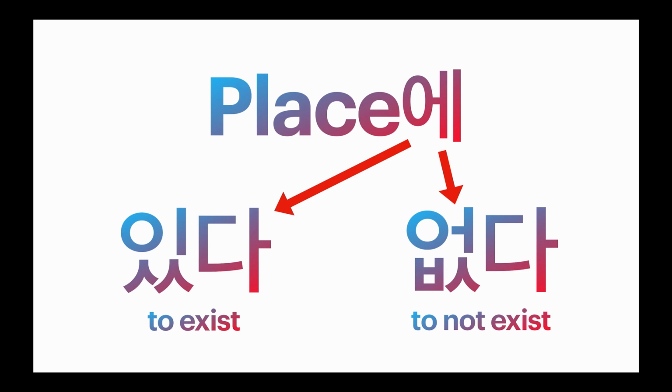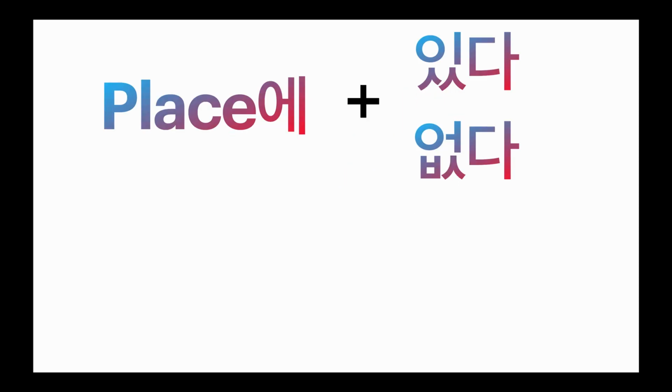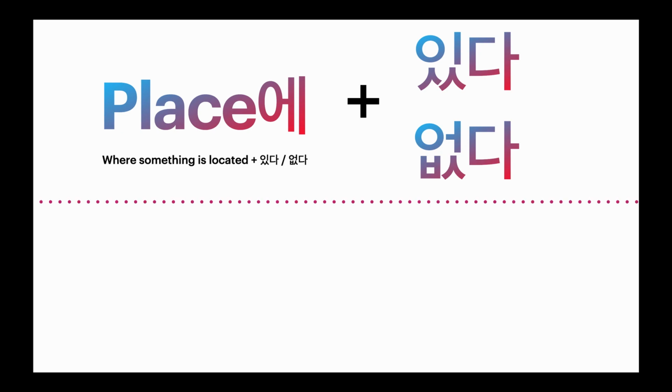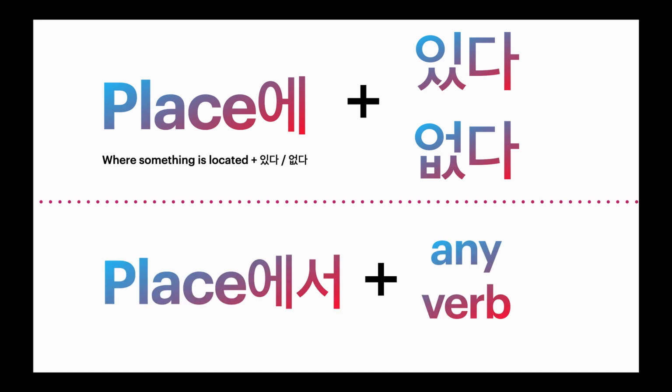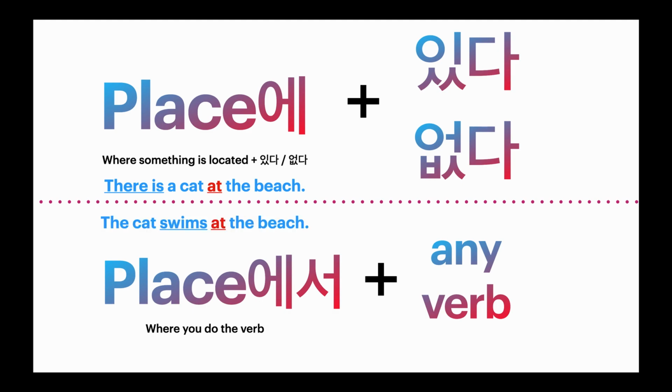In a sentence where you're talking about where something is located, where it exists, you will follow the sentence pattern place 에 plus either 있다 or 없다. And this is what you will use when you're talking about the place where something is located. This is in contrast with what we've been practicing in the previous videos, place 에서 plus pretty much most other verbs. This particular pattern is where you do the verb.